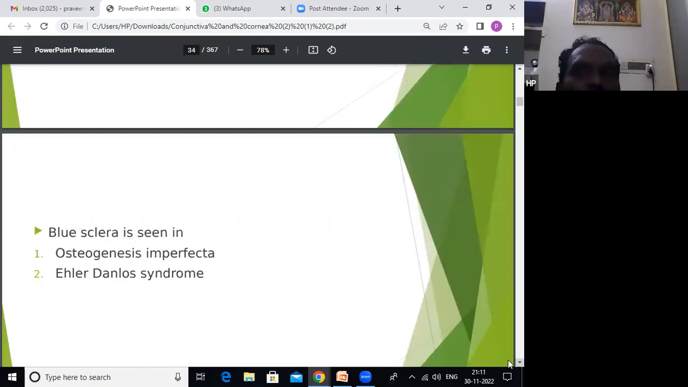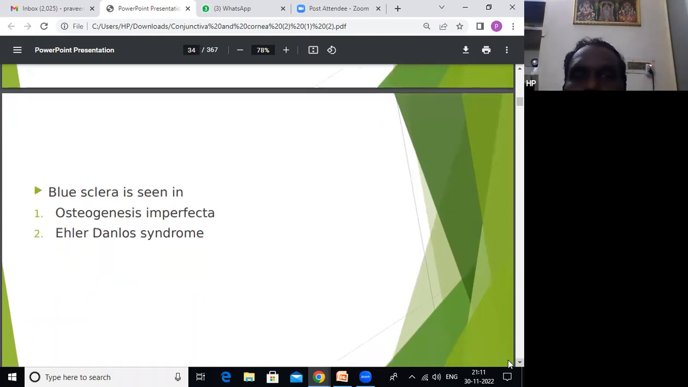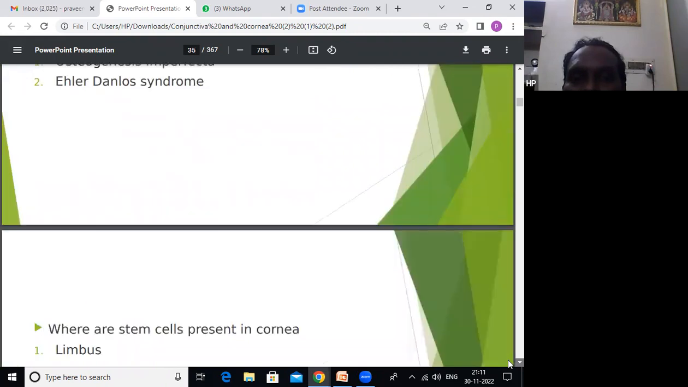Common causes of blue sclera are osteogenesis imperfecta and Ehlers-Danlos syndrome. These are connective tissue disorders where you have joint weakness or hyperflexibility of joints. That means there are collagen defects, so these cases will have a blue sclera.